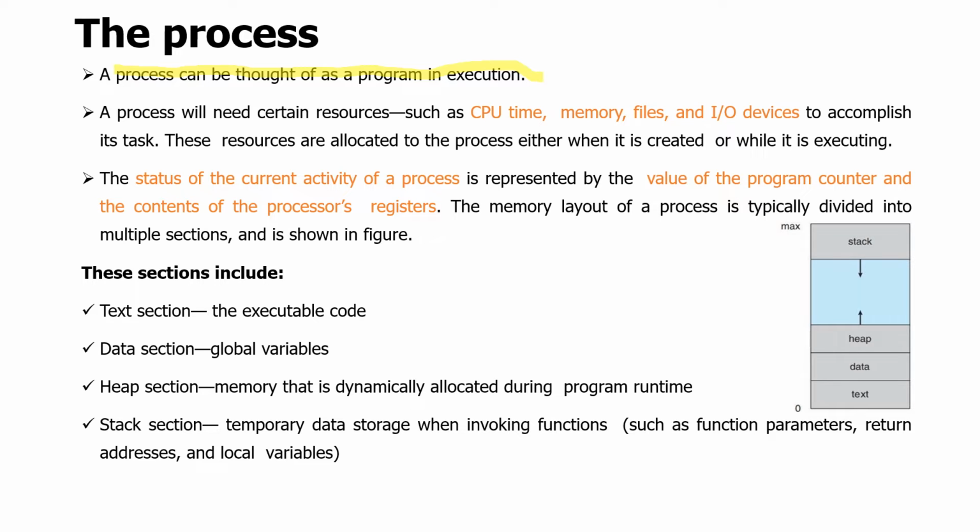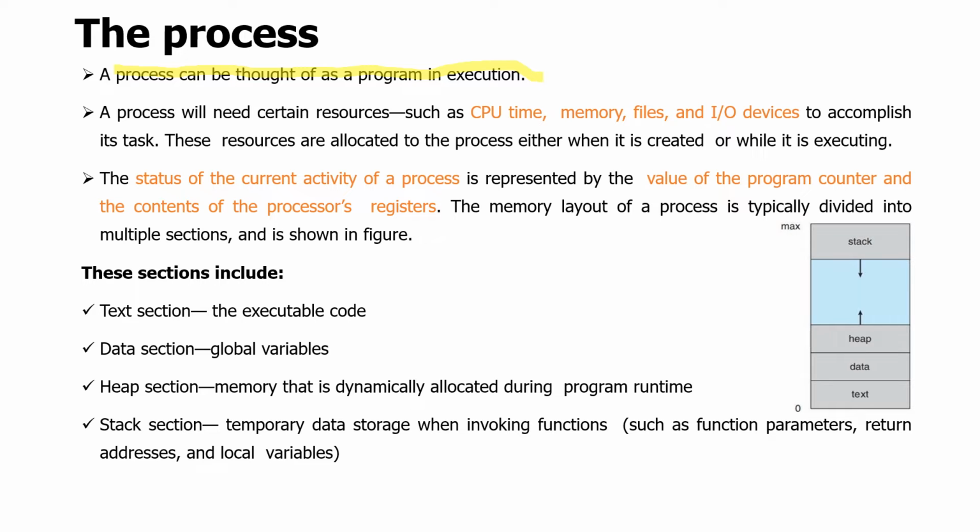A process needs certain resources. These are the resources the process requires: CPU time, memory, files and IO devices in order to accomplish its task. These resources can be allocated to the process during its creation or during its execution. The current status of the process is represented by the value of the program counter and the contents available in the processor's registers.